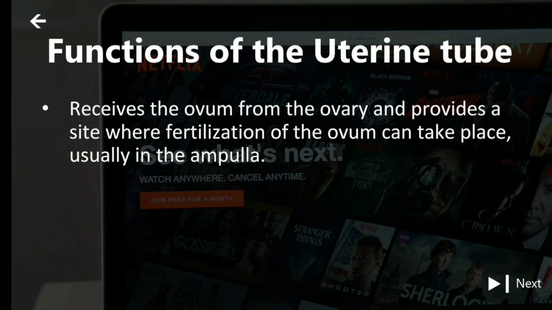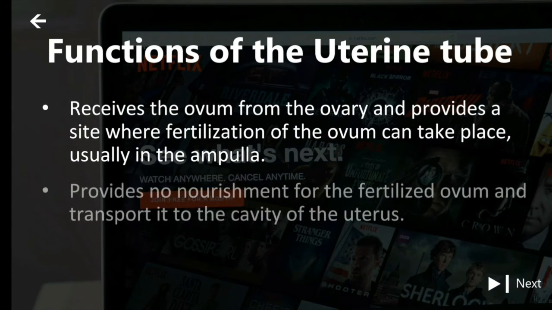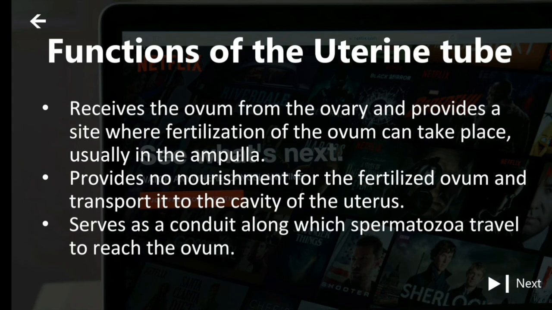Now let's discuss the functions of the uterine tube. It receives the ovum from the ovary and provides a site where fertilization of the ovum can take place, usually in the ampulla. It provides nourishment for the fertilized ovum and transports it to the cavity of the uterus. It also serves as a conduit along which the spermatozoa travel to reach the ovum.